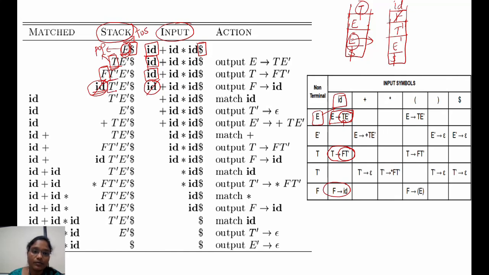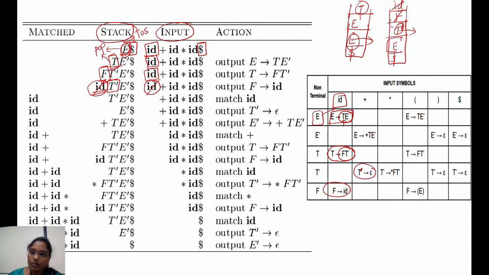Now the current top of the stack is T dash, which is a variable. Again we need to check from the table what is T dash on plus. For T dash on plus, we have a production here saying T dash gives epsilon. This is already matched, so it will be removed. Now the current top of the stack, T dash, is popped, and it will be replaced with epsilon. Whether we push epsilon into the stack or not, it is going to be an empty thing.